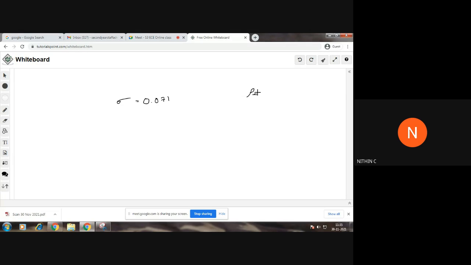Rho is equal to what? What is the equation for resistivity? The unit is ohm meter. That's correct. The unit of resistivity is ohm meter.